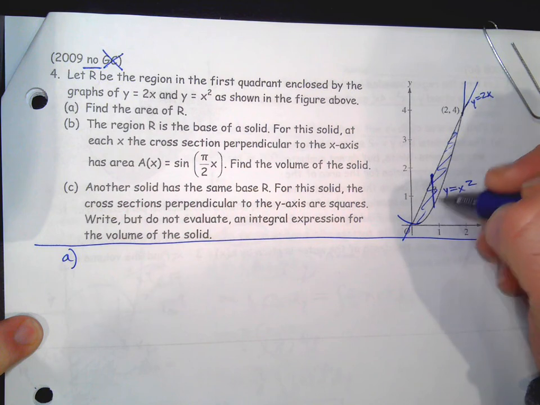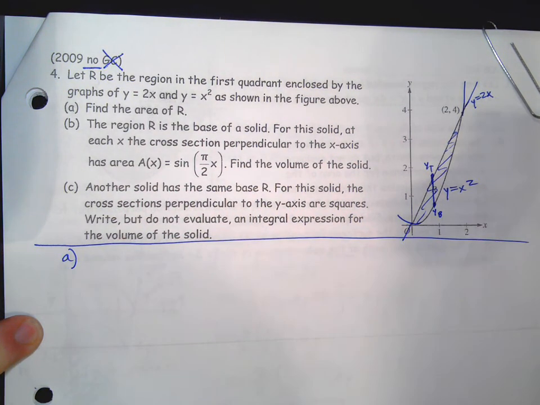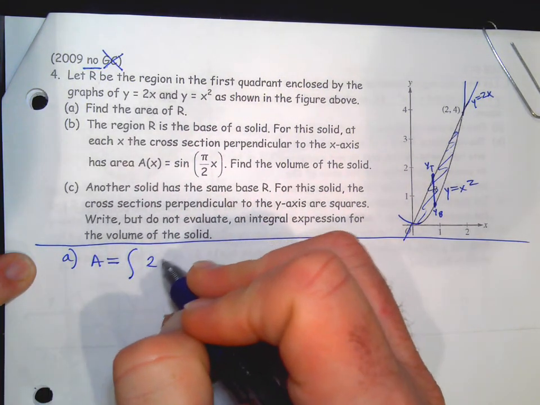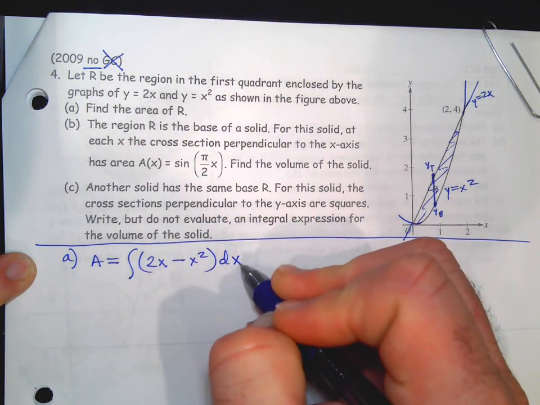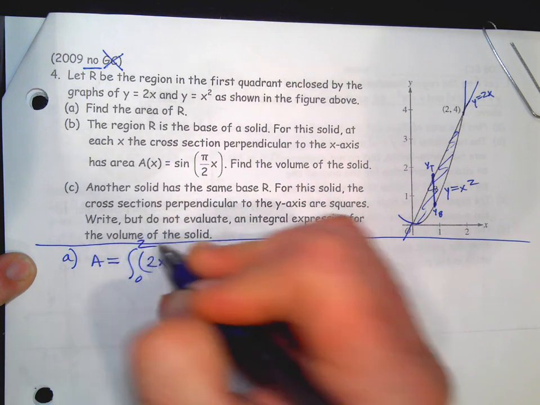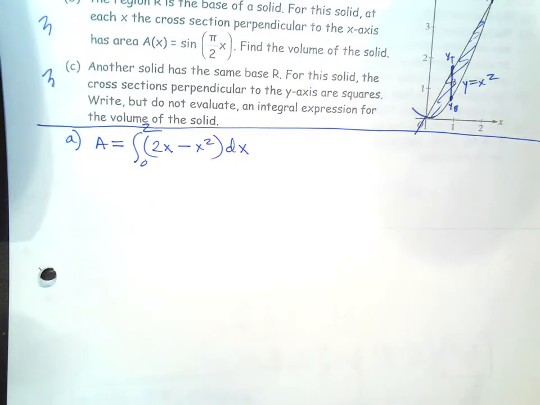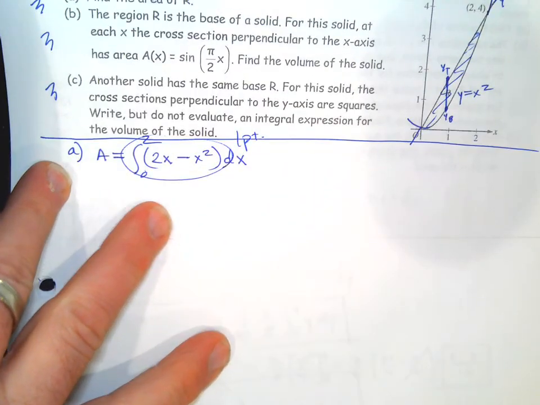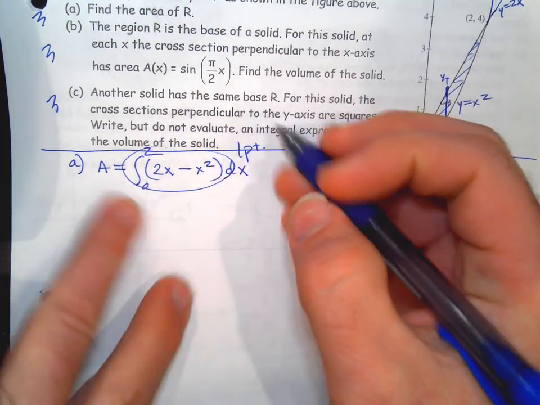Probably go with vertical slices. Y top minus y bottom. So to find the area, y top is the 2x and y bottom is the x squared. Should be parentheses around it, dx. The limits are 0 to 2. Now the point breakdown on this problem is also 3, 3, 3. And your setup is usually worth a point. If you don't get the setup, you lose that point. Even if you don't finish the problem, but you show the setup, you get that point. So it's good to show it.